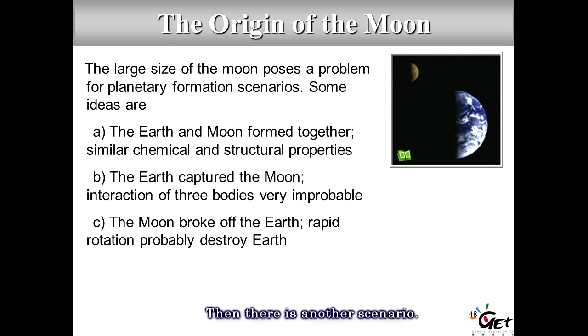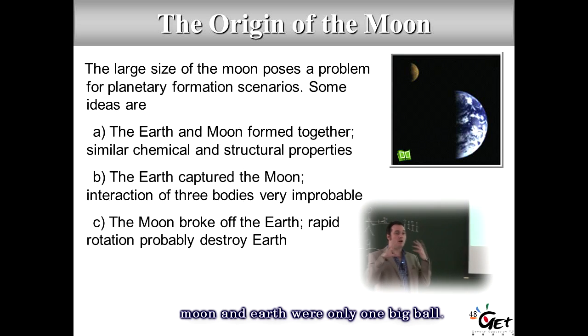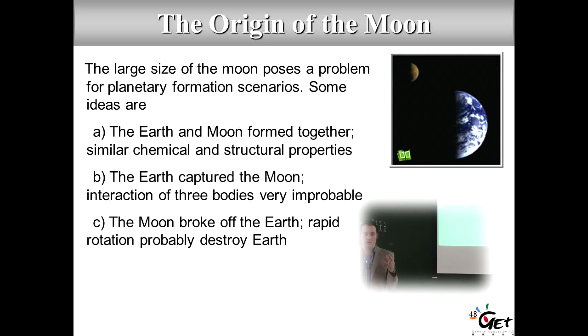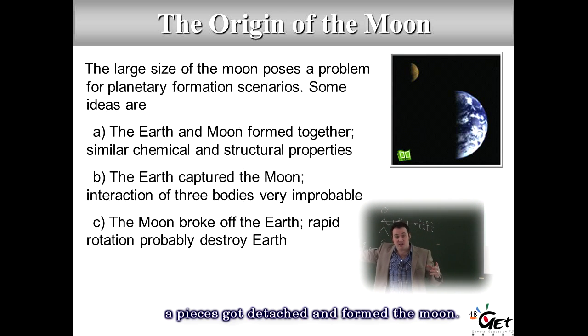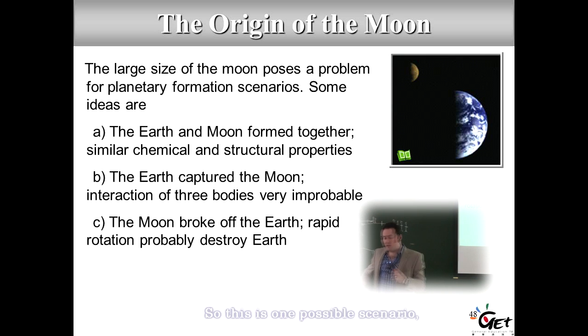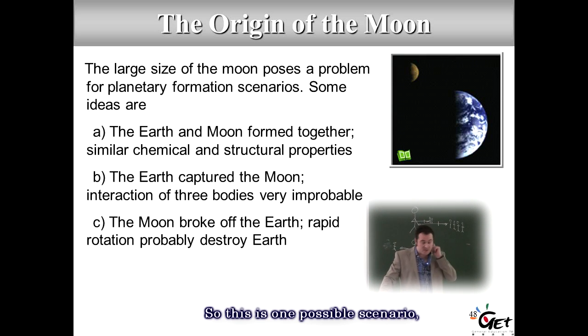Then there is another scenario. Imagine that before, the Moon and Earth were only one big ball, but the rotation of the ball was very fast and a piece got detached and formed the Moon. So this is one possible scenario.